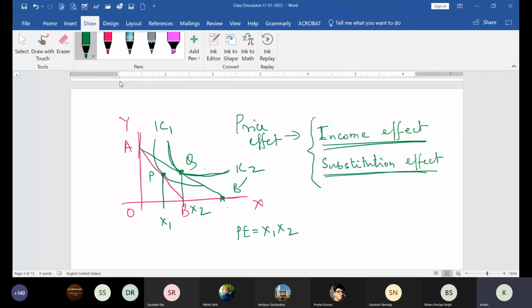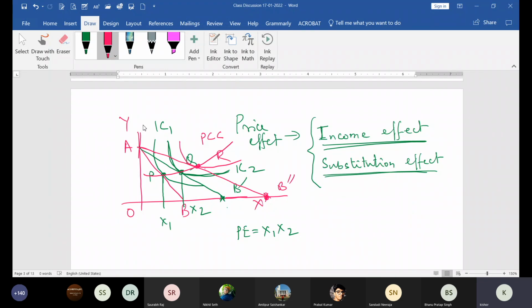Then suppose the price of X decreases further. Then you purchase more quantity further. Then your budget line moves further in this way, AB double dash. And it will become tangent to some indifference curve somewhere here. So it is R, suppose. Then if you join those points, you will get a curve. This curve is called your price consumption curve, PCC.